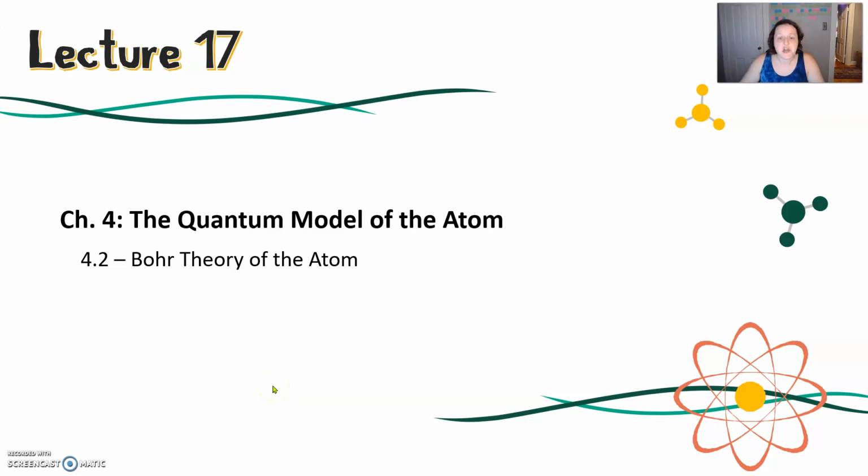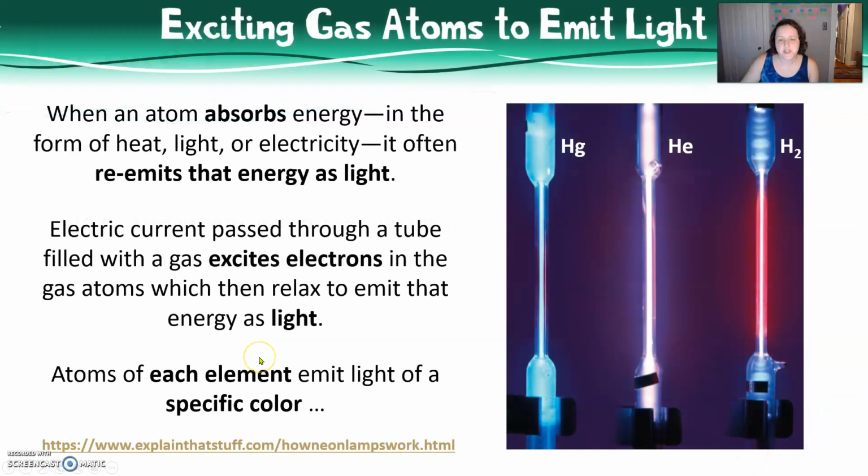In this mini lecture, we'll discuss how and why atoms absorb and emit light and what this tells us about electron behavior and structure in atoms. Well before we fully understood atomic structure, scientists had figured out that light can be produced if you expose certain elements to heat, light, or electricity.